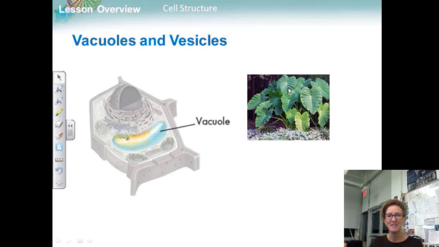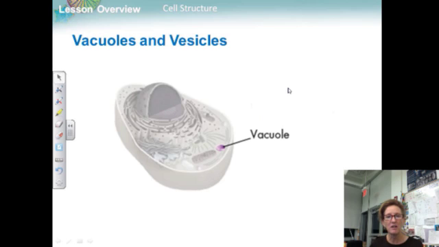Cool, huh? Vacuoles are also found in some unicellular organisms and in some animal cells, but they're generally much smaller. For example, the paramecium contains an organelle called a contractile vacuole, and by contracting rhythmically, this specialized vacuole pumps excess water out of the cell.